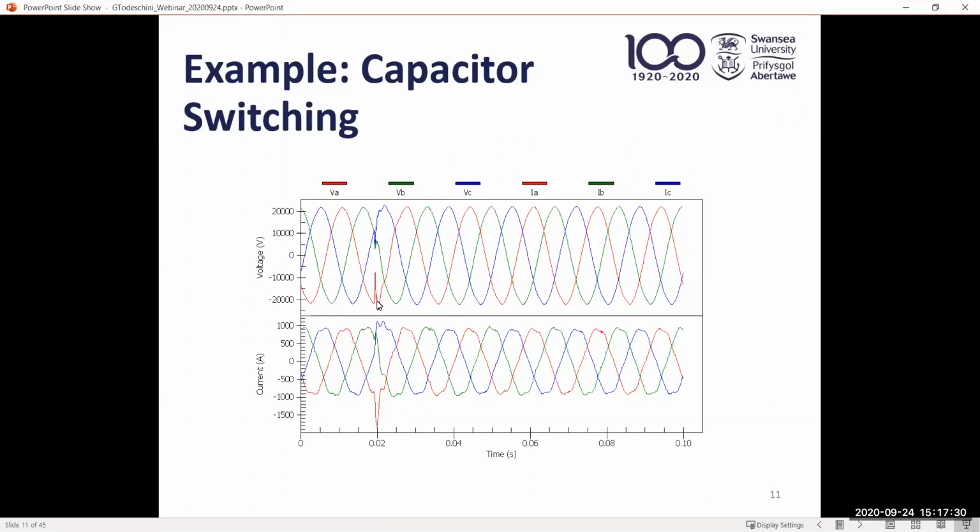Obviously, you can note that while the voltage disturbance is relatively minor in this case, this current peak is quite high. So the system needs to be designed to withstand this type of disturbances, and that's where the immunity level is defined. And that's the basics of what is called insulation coordination.